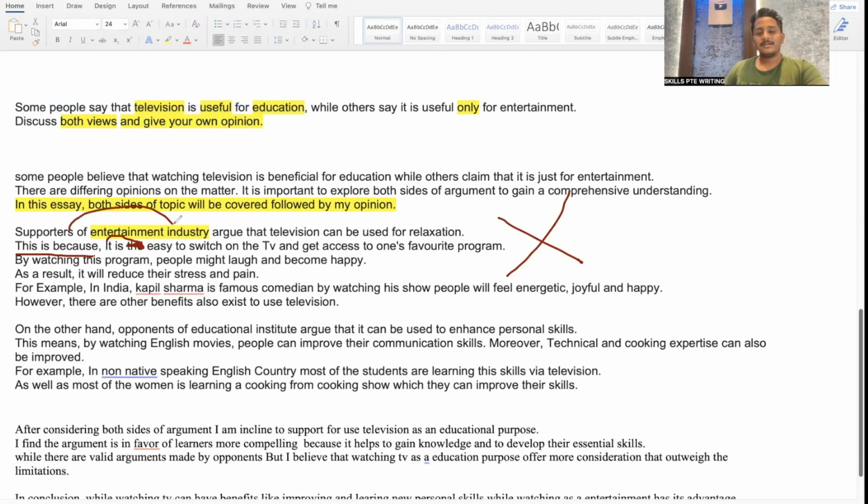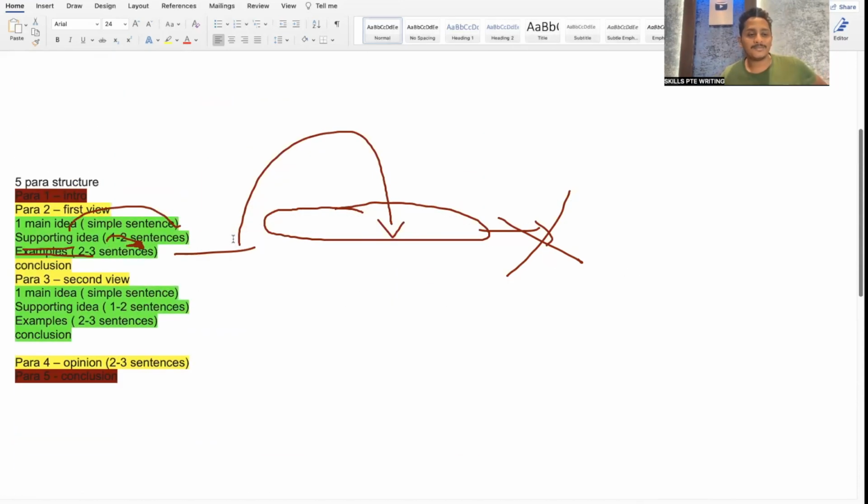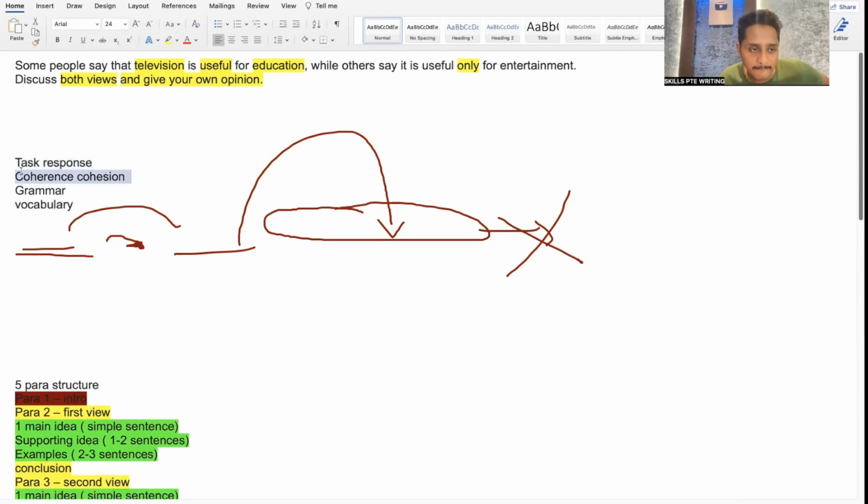"Supporters argue the television can be used for relaxation. This is because there are various programs in television that make one laugh. And due to this, whoever watches it, their mind will be so relaxed." That is the correct supporting idea for this line. Guys, getting it? The second line is nowhere in relation to the first line. What is the problem now? The problem is coherence, cohesion.